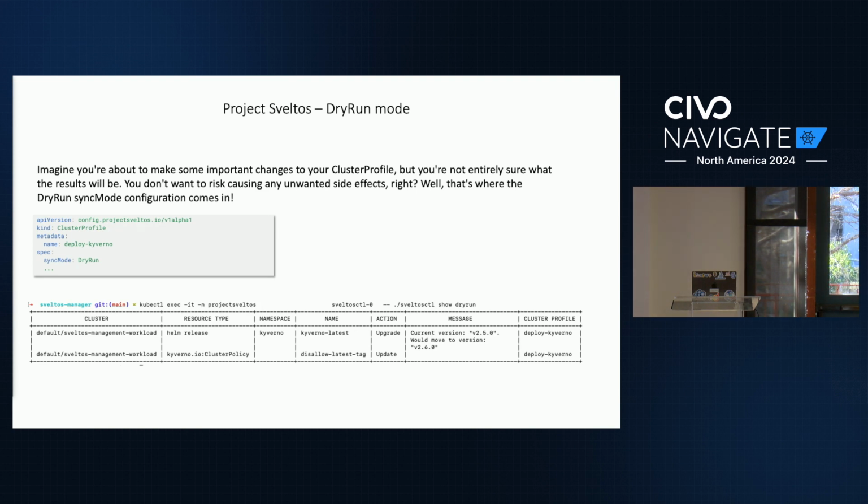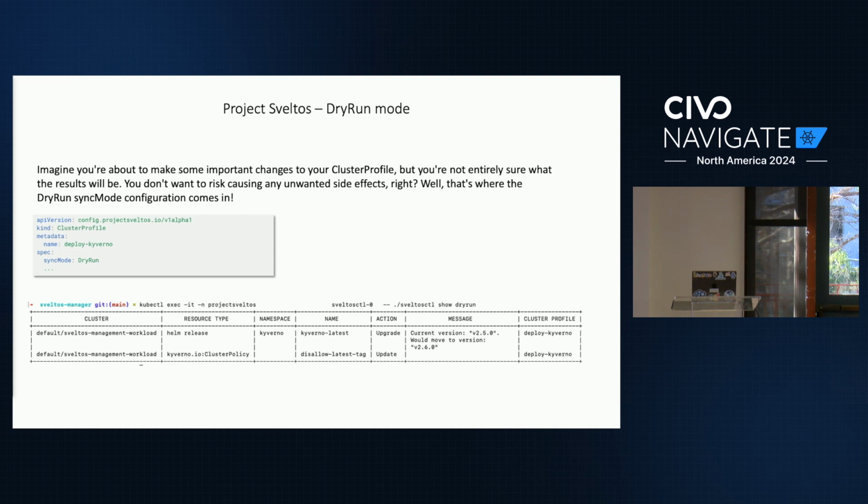So Sveltos has a dry run mode. If you set Sveltos in dry run mode, you can make any configuration change to a cluster profile and profile. Sveltos will run the entire logic, but no configuration gets changed in the managed cluster. Then you can use sveltosctl, which is a CLI that comes with Sveltos, and ask, because of my change, what will happen? And in this case, Sveltos is going to say, your Kyverno will be upgraded from 2.5.0 to 2.6.0.